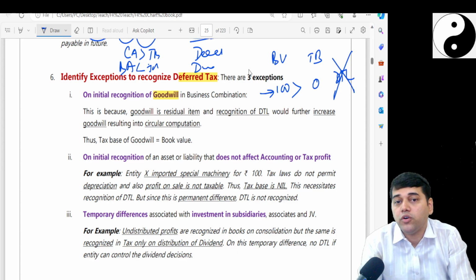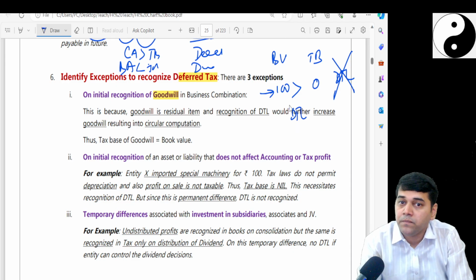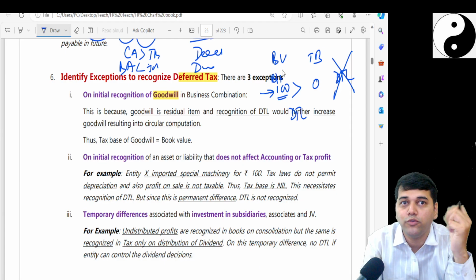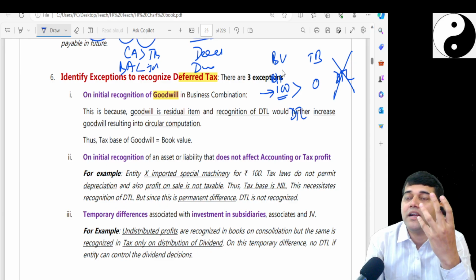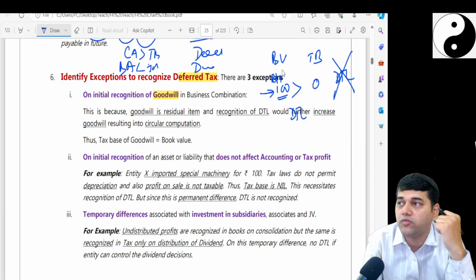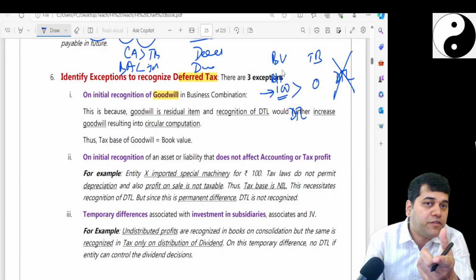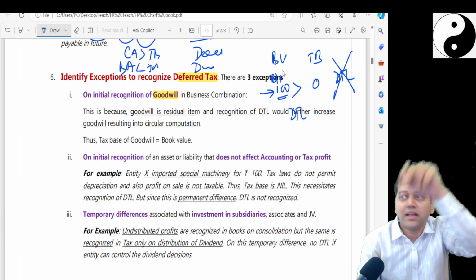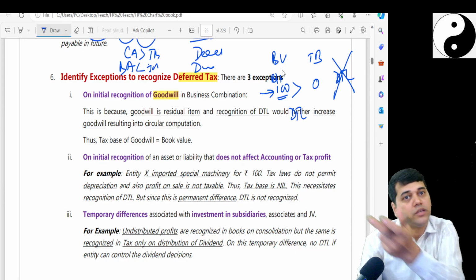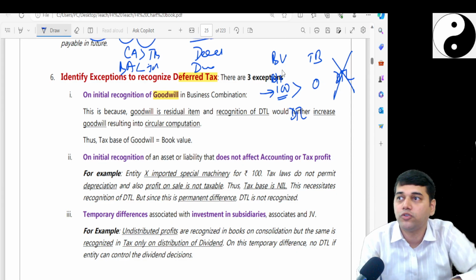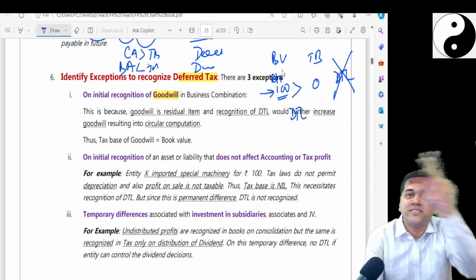Why? Because if you recognize deferred tax liability, then first of all, goodwill is a balancing figure. In your consolidation you have done previously, how do you calculate goodwill? Goodwill is the accounting difference between the purchase consideration what you paid and the net assets what you got. So if you recognize deferred tax on this, deferred tax liability is going to come. Goodwill is going to change. Again on that, again deferred tax liability is going to come. Goodwill is going to change. It's called a circular effect.